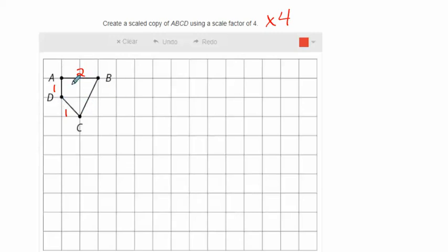All right, so here we go. So instead of going down 1, the scale factor would be to go down 4 because I'm going to multiply by 4. So 1, 2, 3, 4. Then diagonal, I'd go down 4. 1, 2, 3, 4. Then up here, 4 times 2 is 8. 1, 2, 3, 4, 5, 6, 7, 8. And then I can connect them. And I'm going to grab my line and I'm going to connect them. Okay? All right, so that is that one.